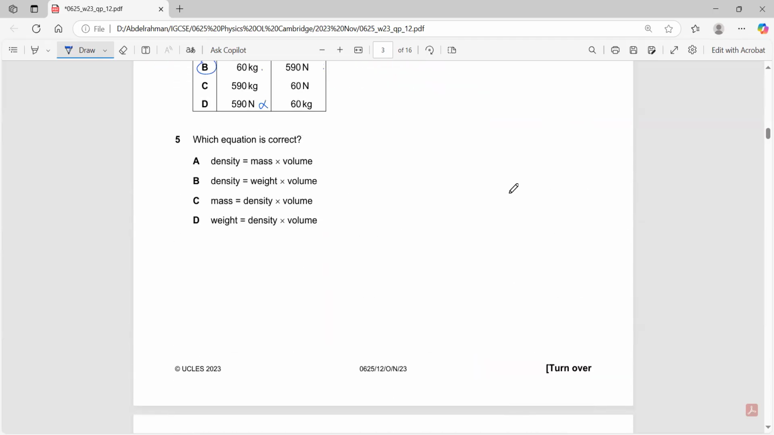Which equation is correct? Density equals mass times volume? No. Mass equals density times volume. Well, density equals mass over volume, so mass is density times volume. Yes, it is correct.